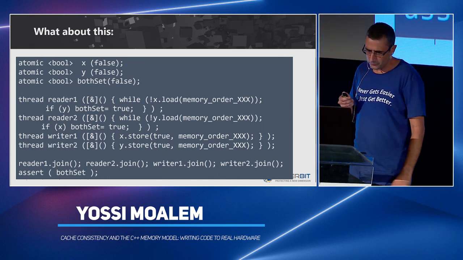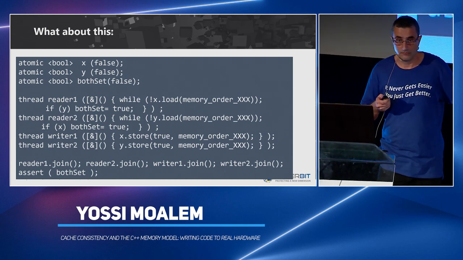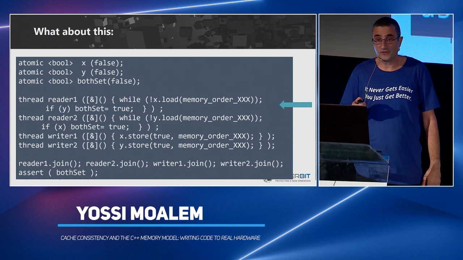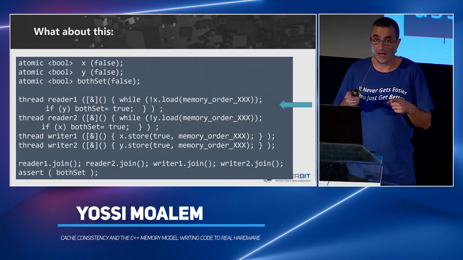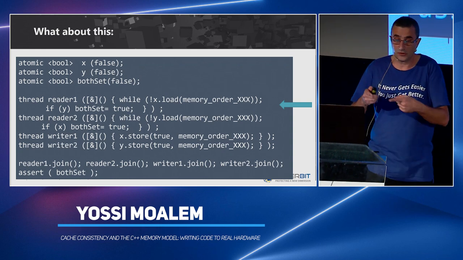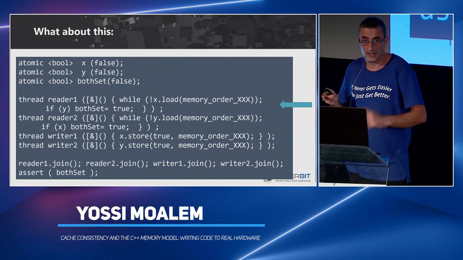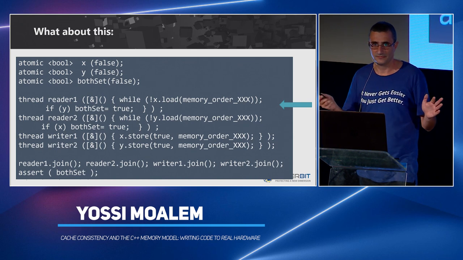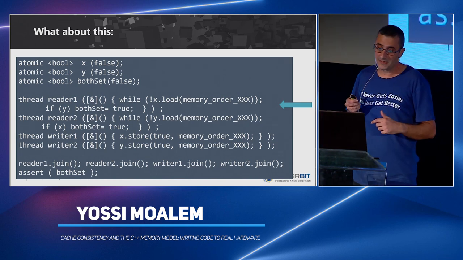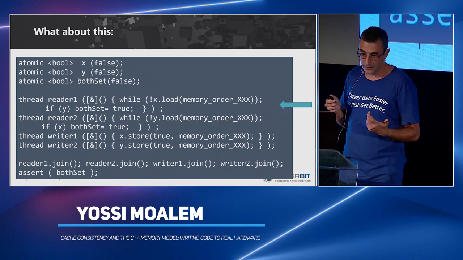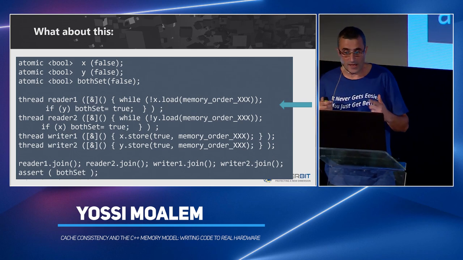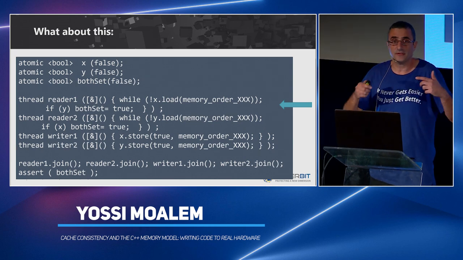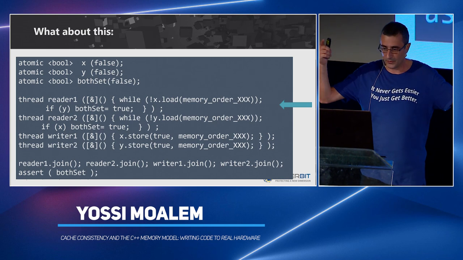And we want to make sure that the assert will never fire. The idea is that if reader one did not set it to true, it means that X was set before Y. And if X was set before Y, then reader two must set the flag, right? However, in this case, if we use acquire-release, it will not work. We must use sequentially consistent in this example, because acquire-release does not provide global ordering.